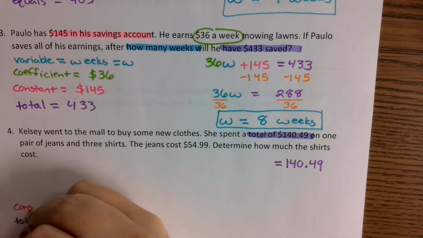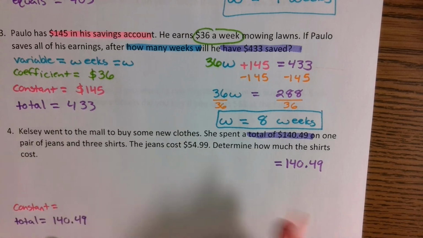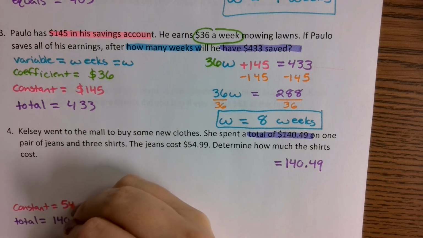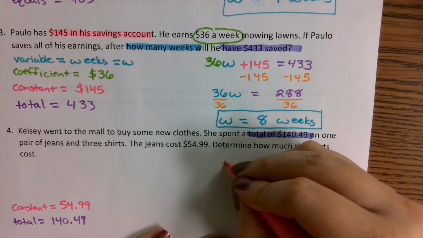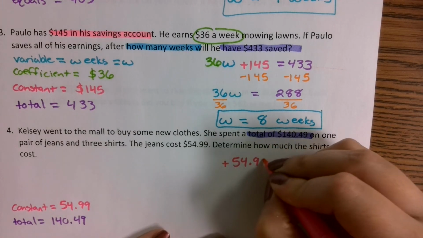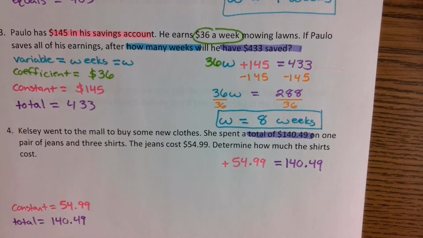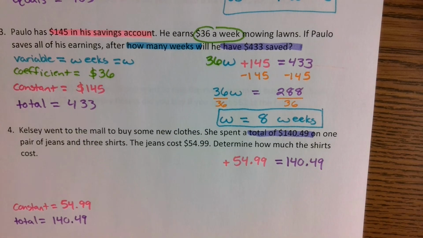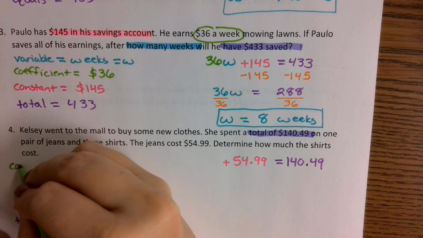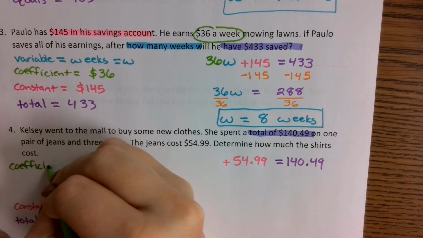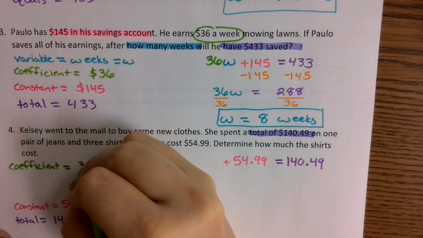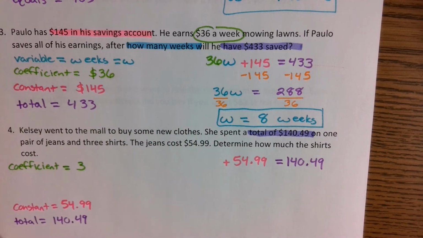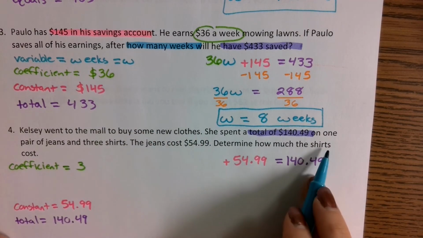So my constant in this case is the price of the jeans. She spent $54.99 on jeans. And on top of it, she bought 3 shirts. Do we know how much the shirts cost? No. But we do know she bought 3 of them. So there's my coefficient, because she bought multiple shirts. Coefficients are multiples of items. So there's my 3. What we don't know is how much the shirts cost.